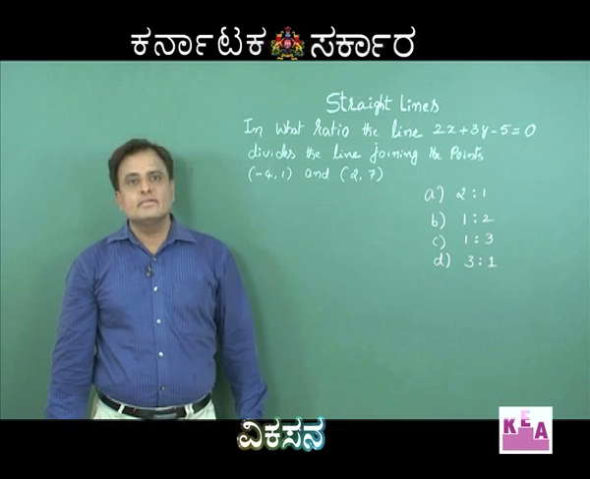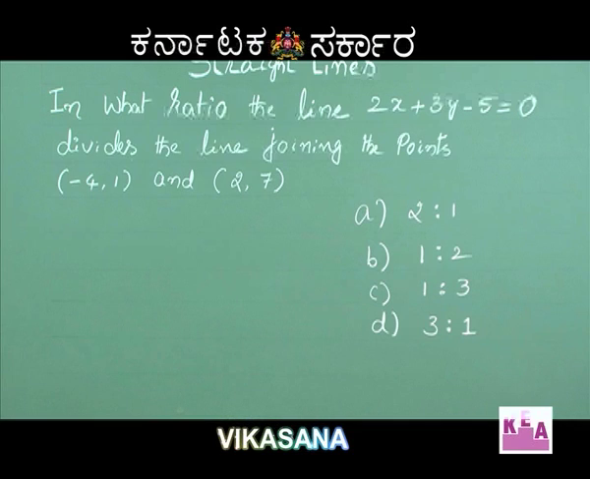Now we'll take the next example. See the question now. In what ratio does the line 2x plus 3y minus 5 is equal to 0 divide the line joining the points minus 4 comma 1 and 2 comma 7? Options are A 2 is to 1, option B 1 is to 2, option C 1 is to 3, option D 3 is to 1.